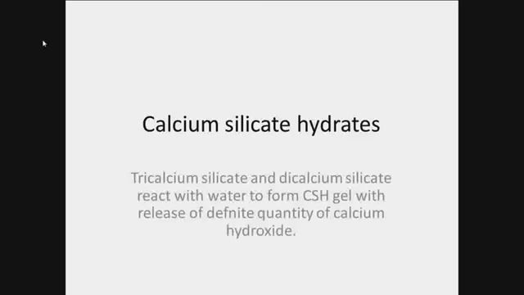The calcium hydroxide is not a desirable product in the concrete mass, as it is soluble in water and may get leached out, making the concrete porous. Thus, in hydraulic structures, cement with a higher percentage of dicalcium silicate should be used, because tricalcium silicate produces more calcium hydroxide.